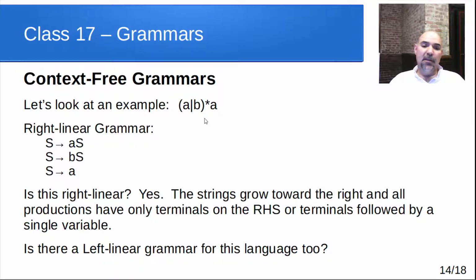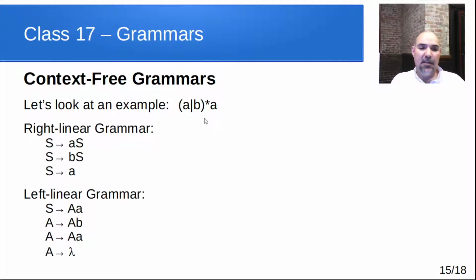Now, is there a left linear grammar for that language too? And the answer to that is yes. And the reason being that really any regular language has both a right linear and a left linear grammar that define it. So let's look at the left linear version of this. So here's the left linear version of this. And notice we have S produces AA. This is the A at the end.